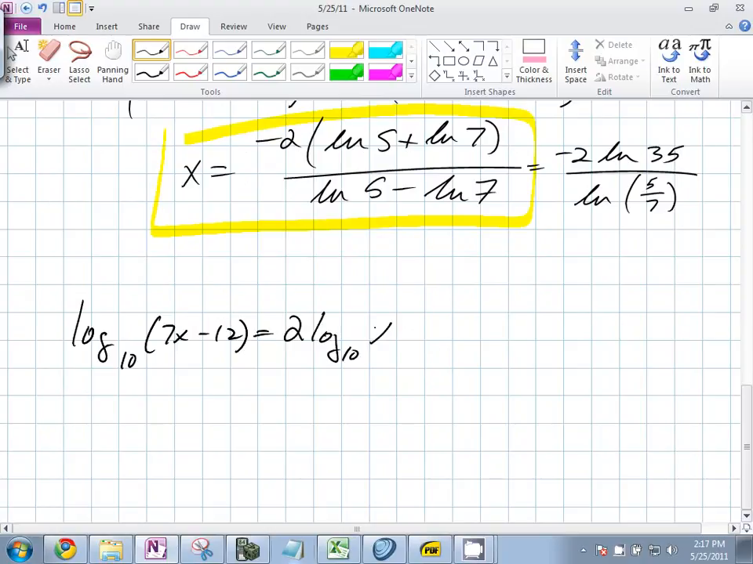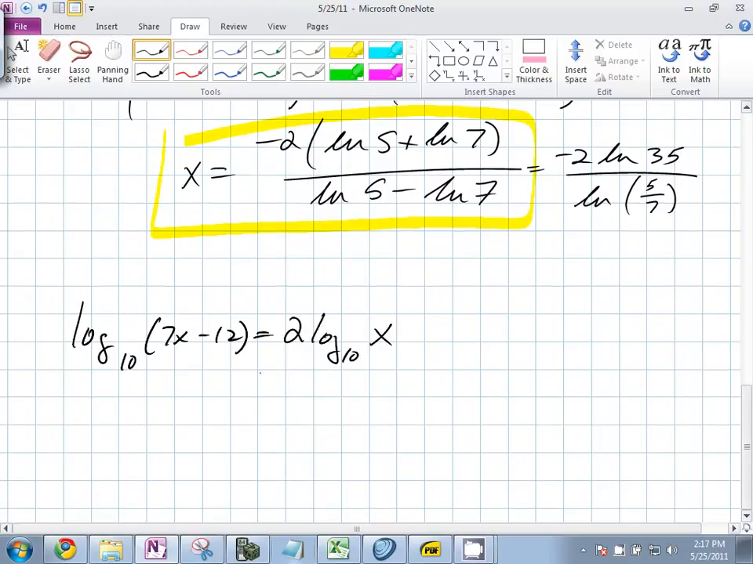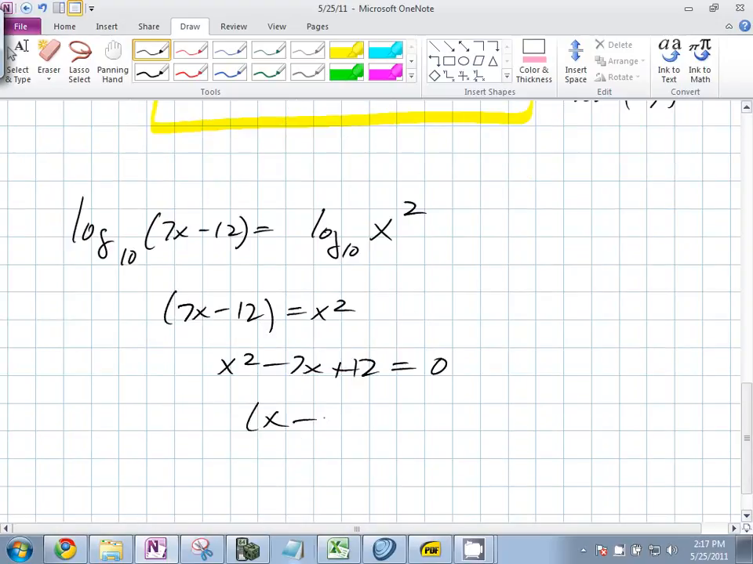What do you have to do first? So if you just take that 2 and bring it up to this, now you have log base 10 of something equals log base 10 of something else, so therefore x squared minus 7x plus 12 is equal to 0. Does it factor? Yes. What's it factor into? So x is equal to 4 or 3. All done.